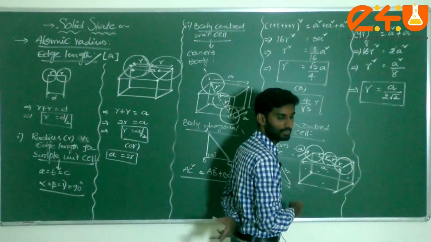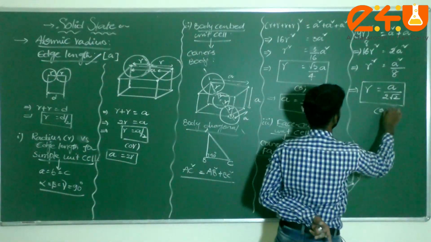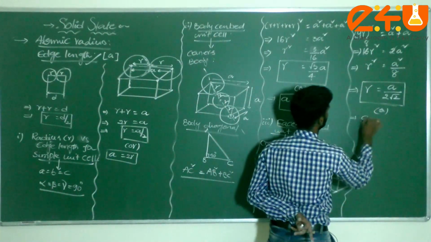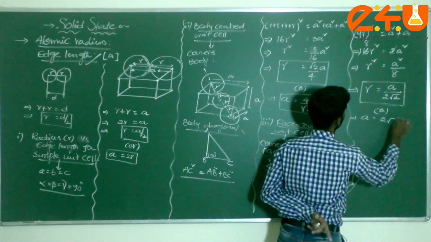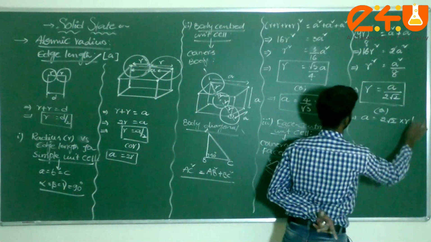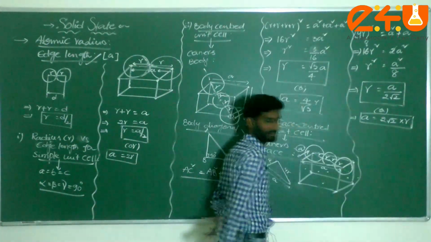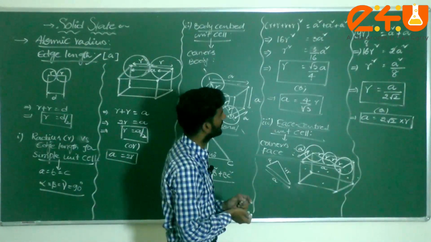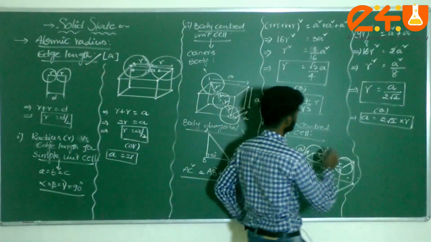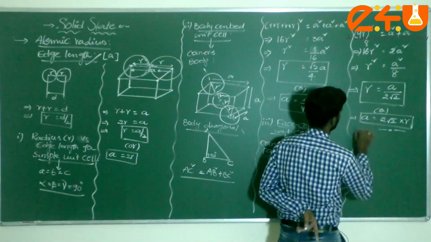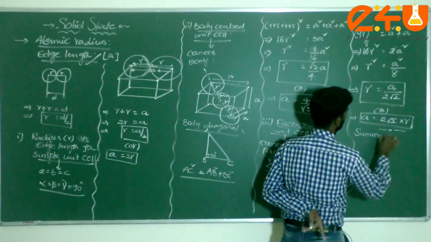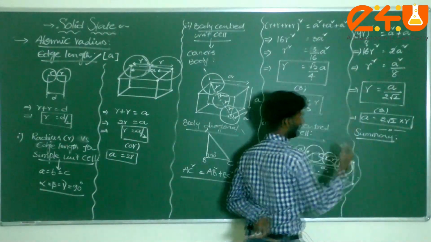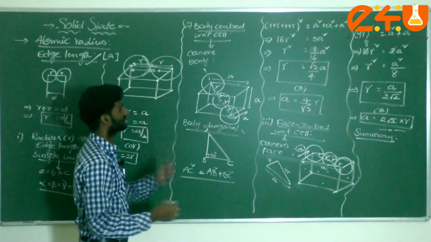Face centered unit cell. Now edge length a is equal to 2 root 2 into r, 2 root 2 into, dear students, r. This is about a face centered unit cell. Now just take it here. I am writing the summary of this entire radius or edge length of these unit cells.